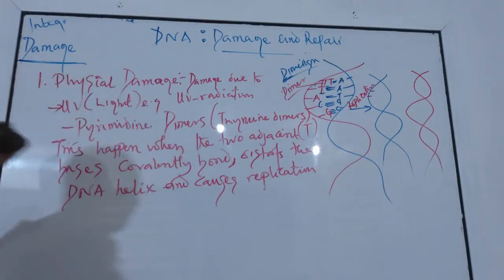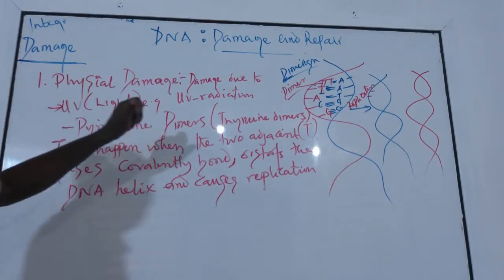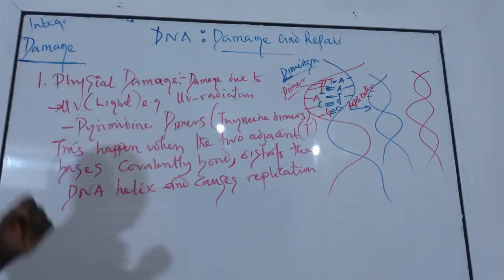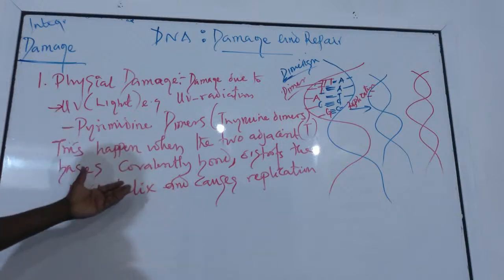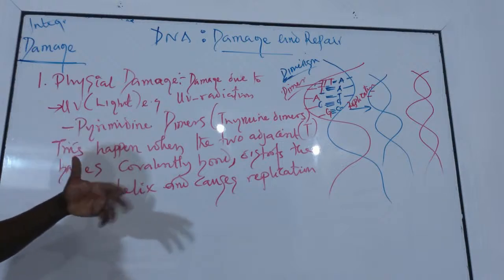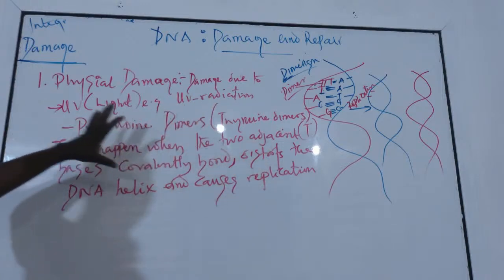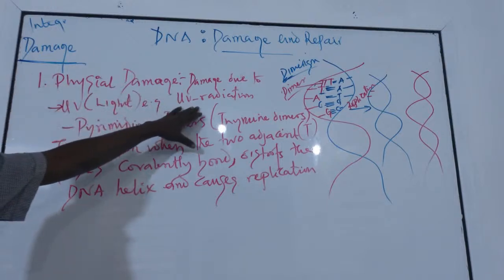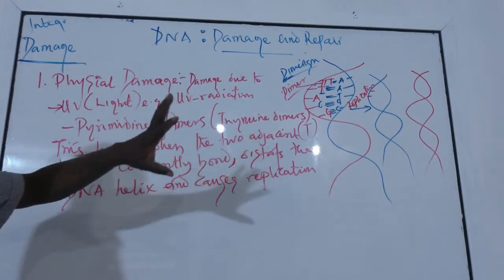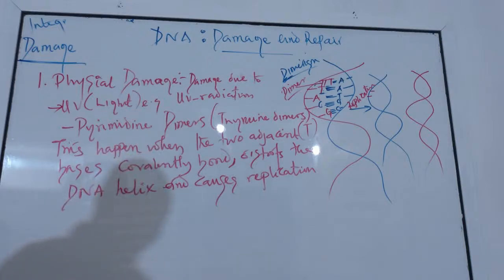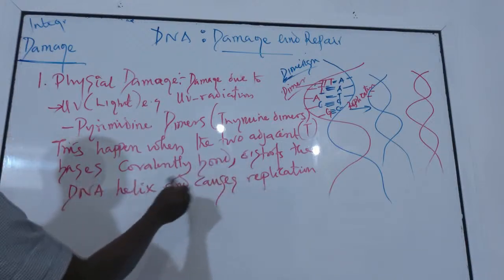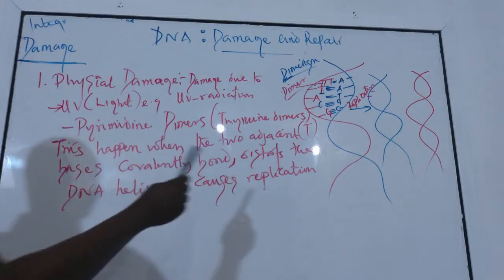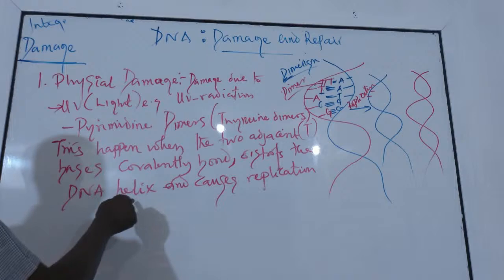Dimerism is an error that is due to UV light, ultraviolet radiation, when the DNA becomes exposed to sunlight or X-ray or any other source of irradiation. The error that forms is a covalent bond between two adjacent bases, which are covalently bonded together, and thereby distorts the helix.